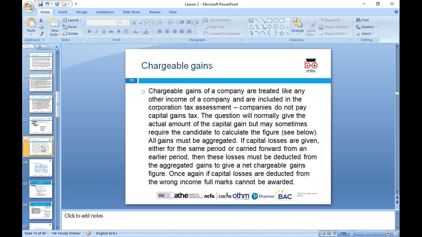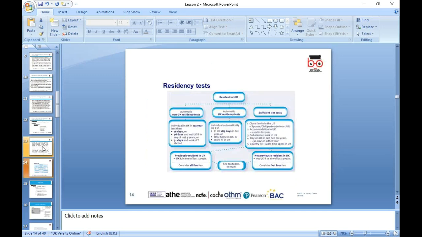Chargeable gains of a company are treated like any other income. The company is included in corporation tax, and the company doesn't pay capital gains tax. The question will normally give the actual amount of the capital gain, but sometimes it requires the candidate to calculate it. Of course, if you're doing the exam, you have to follow the rules.